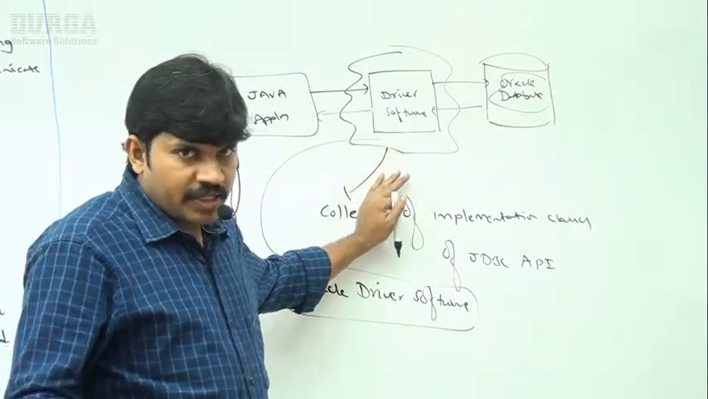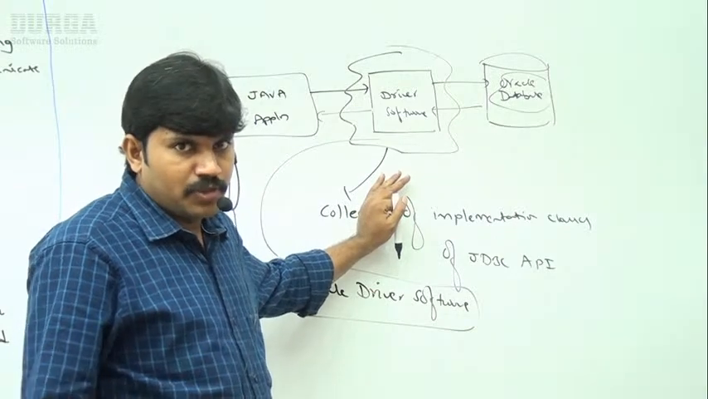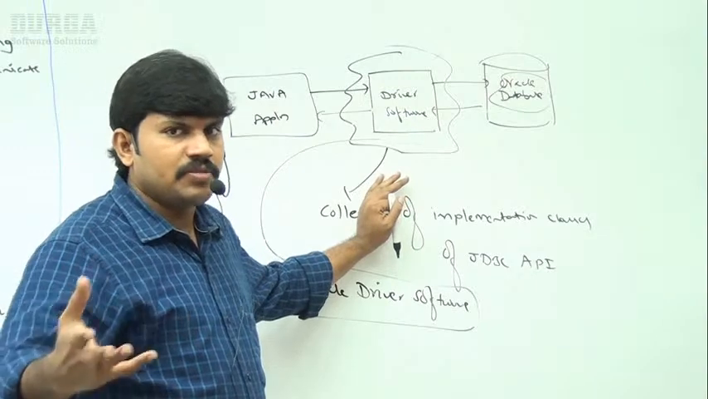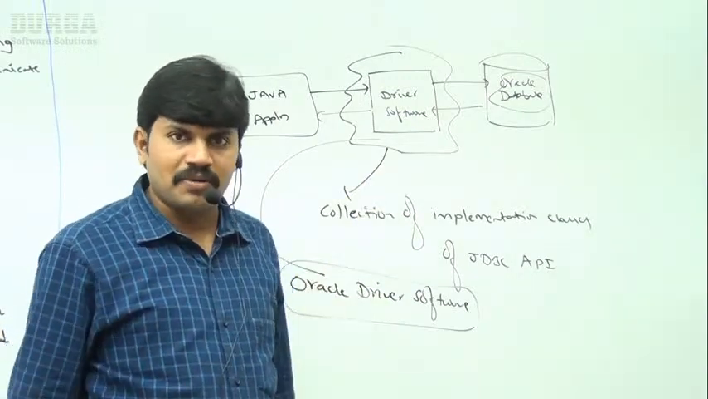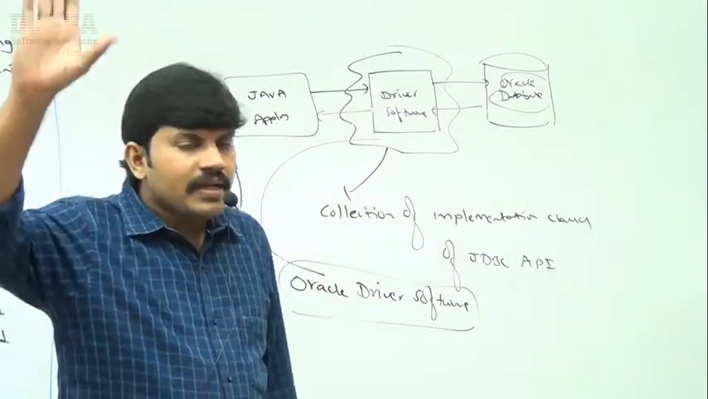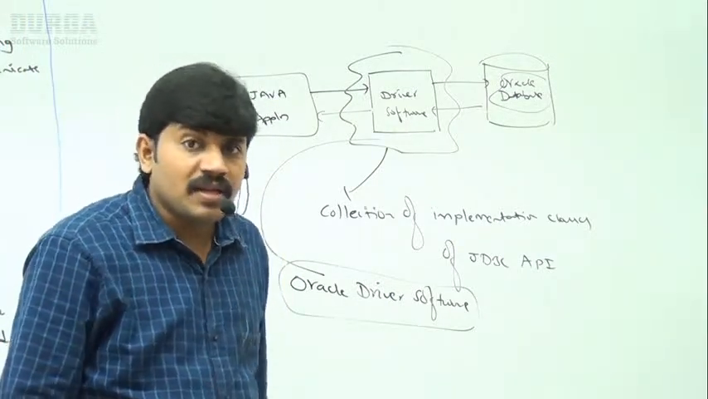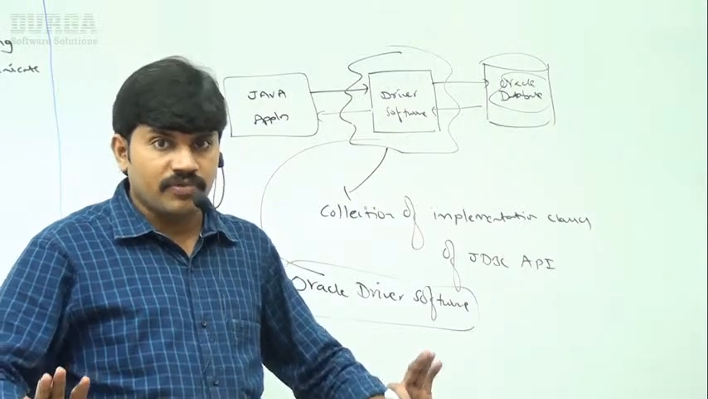Clear, right? Any explanation required? I hope you people can understand. Simple, sir. We are not responsible to provide implementation of JDBC API. That is the good news for the programmer. Who is responsible? My database vendor is going to take care. That group of implementation classes is nothing but driver software.